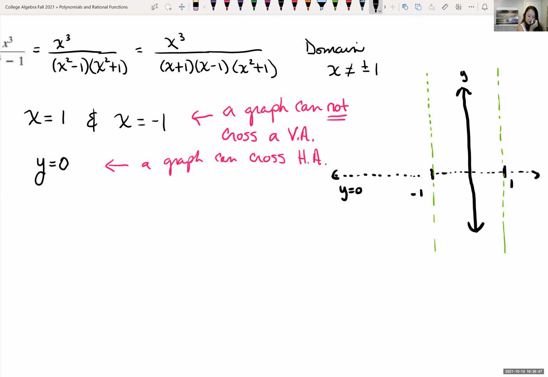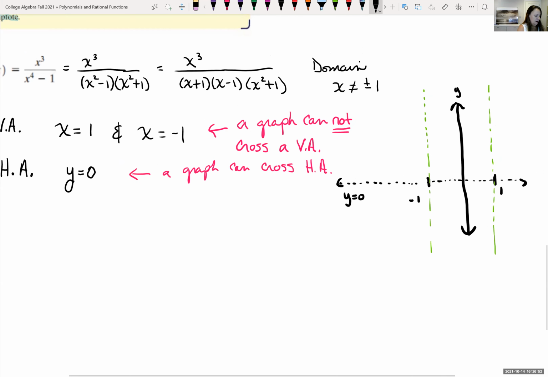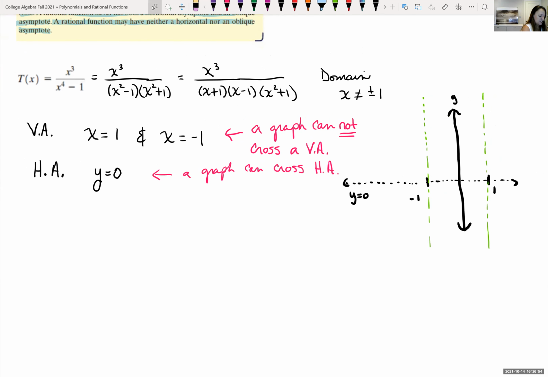Once you know where your asymptotes are, let's also find out what our intercepts are. Then we can pretty much go ahead and graph this. So let's find our intercepts. So if we look at the x-intercept, recall the x-intercept occurs when y is 0. So setting t of x equal to 0, we have 0 equals x cubed over x to the 4th minus 1.